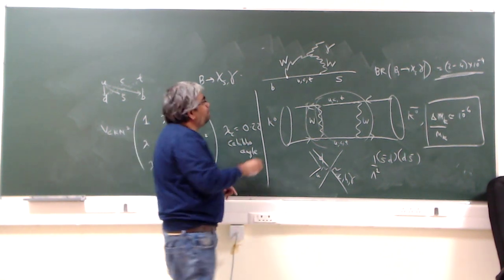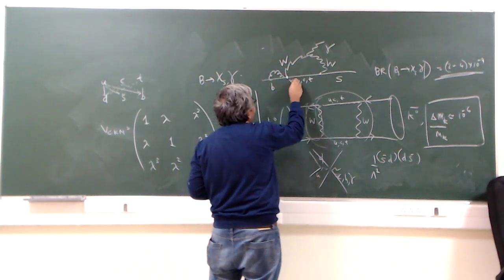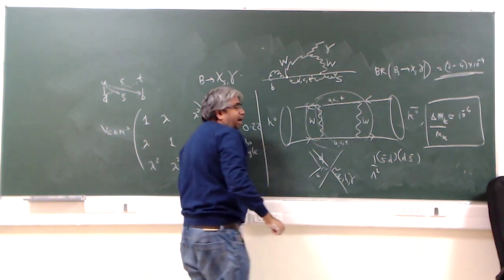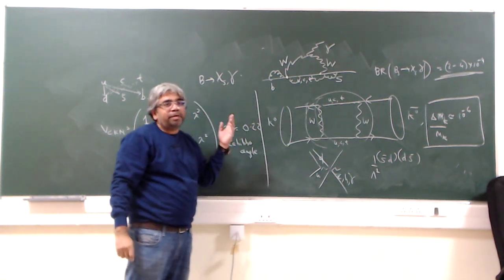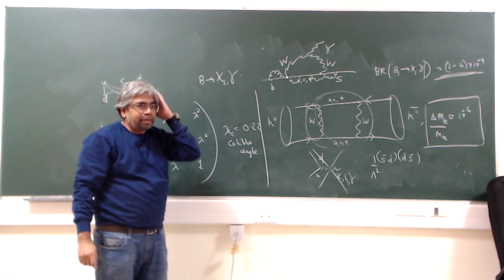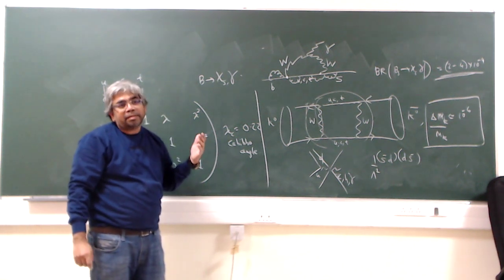Okay? So, if you have gluon corrections here, gluon corrections here, add all this. This is computed at NNLO. So these QCD corrections are well known, and they have some renormalization group effects, and there are some calculation techniques which are used.